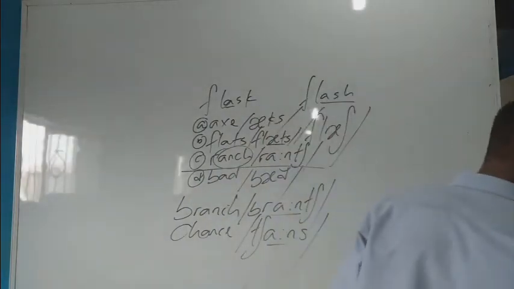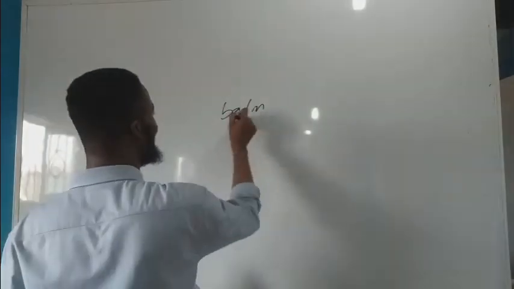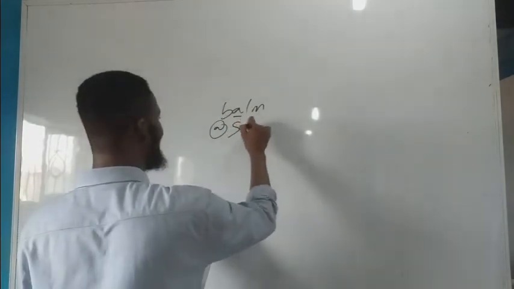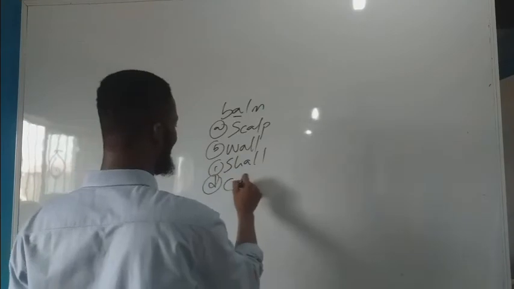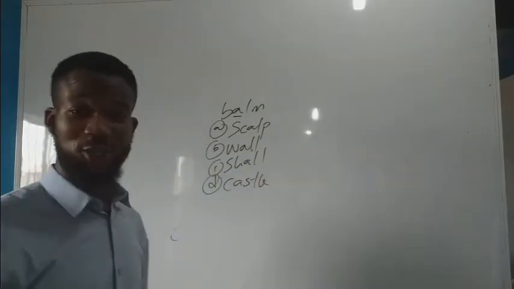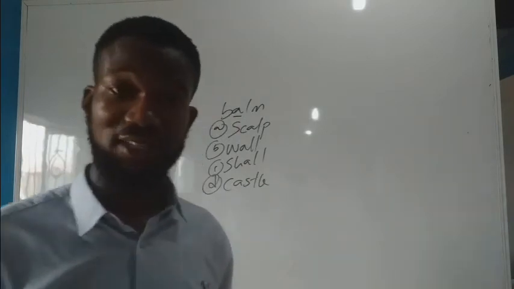One more question, and we move to another category. Just one more question. The last question here is BALM. Option A is CASCALP. B is this, and D is CASTLE. Try as much as possible in your mind. Guess. What do you think the answer is? Alright, let's see if you're right or wrong.